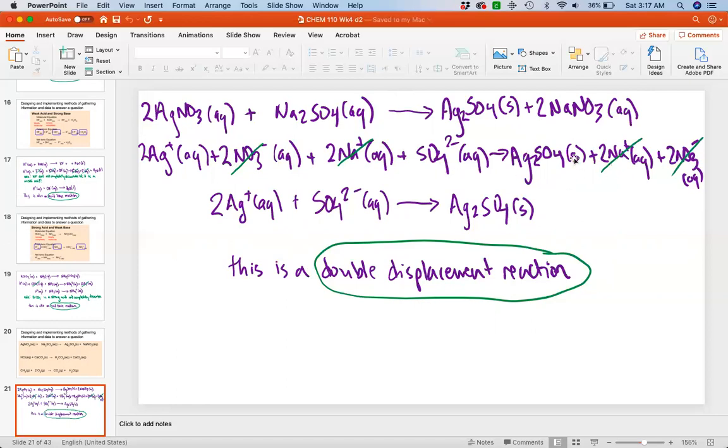And that's going to go on to form Ag2SO4, which again, based on our solubility rules, we know is going to be a solid precipitate, plus 2 sodiums plus 2 nitrates. So if I think about my spectator ions, my nitrate and my sodium both cancel. And so I'm left with silver sulfate, which again, this is a double displacement reaction.